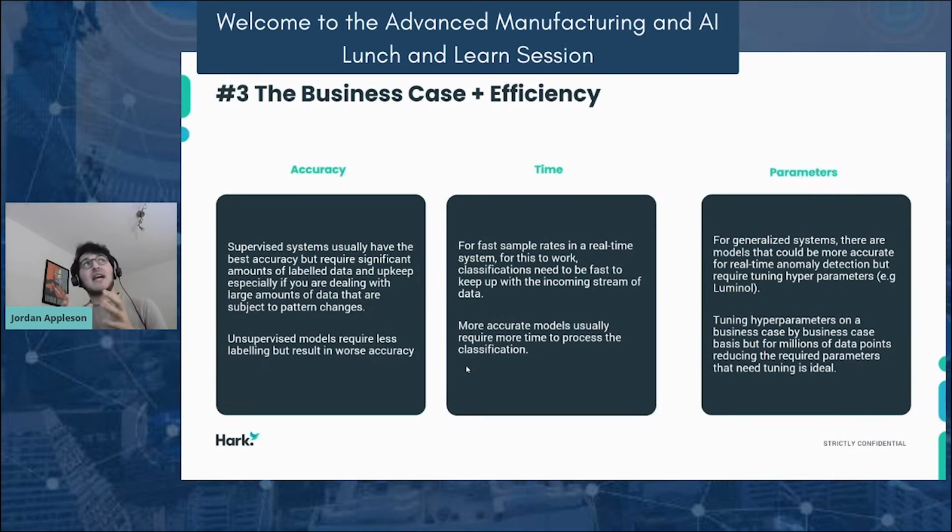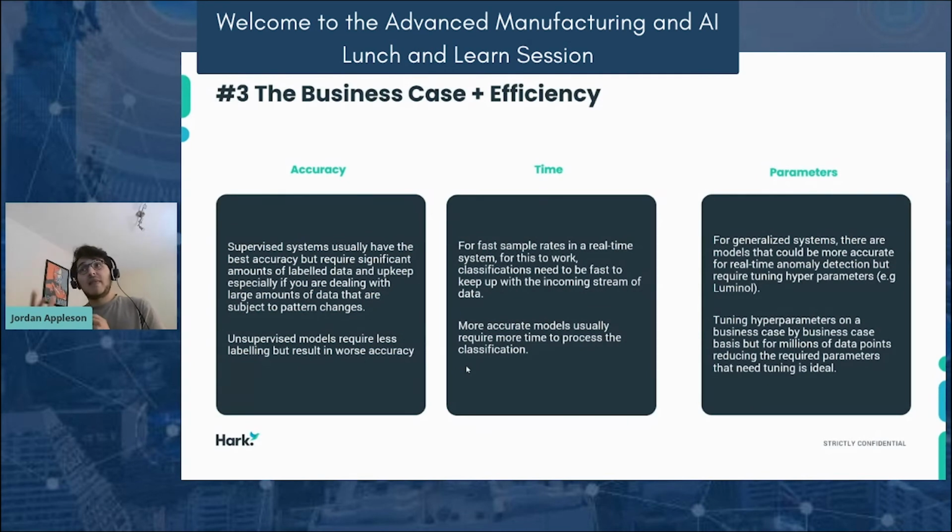The business case has to focus around accuracy, time, and parameters. Supervised learning models typically have the best accuracy, right? But they require a lot of labels and a lot of upkeep. And if you're dealing with large amounts of data that are subject to pattern changes, it's going to be a never-ending cycle of retraining and potentially not actually garnering the best business outcome. Unsupervised models require less labeling but result in worse accuracy.